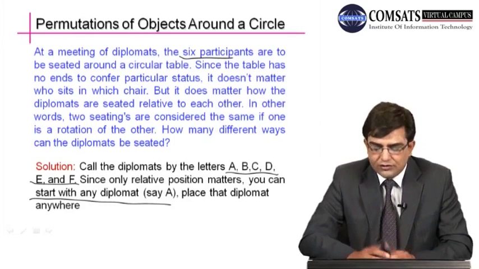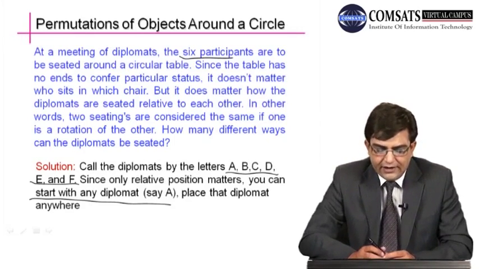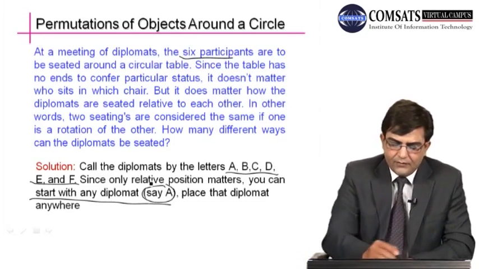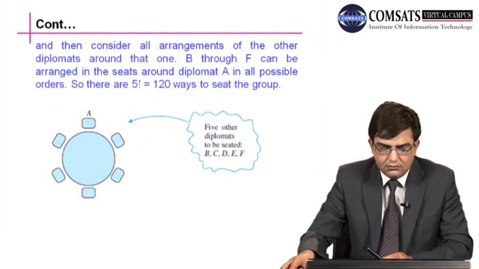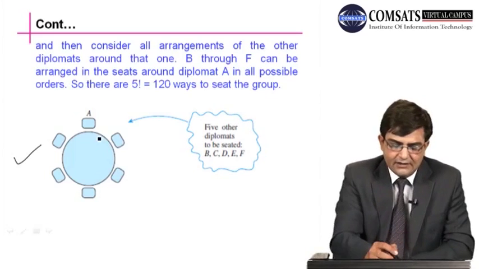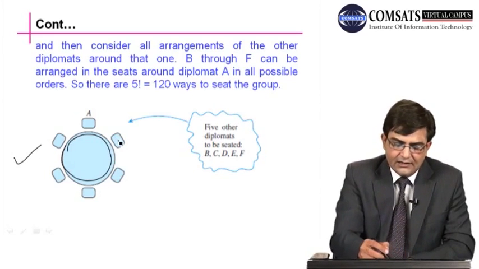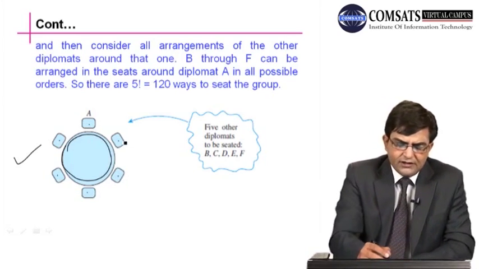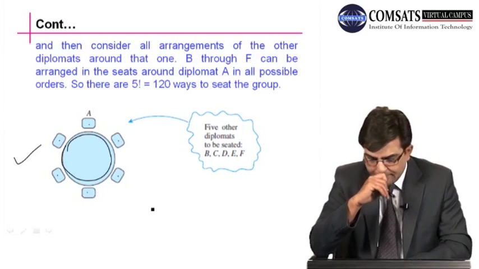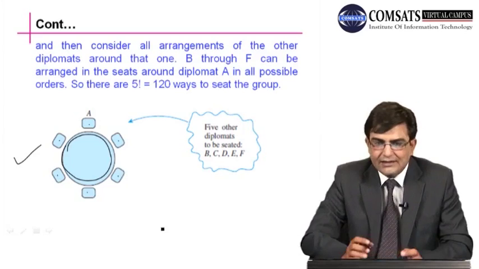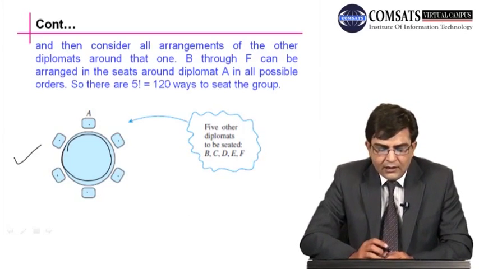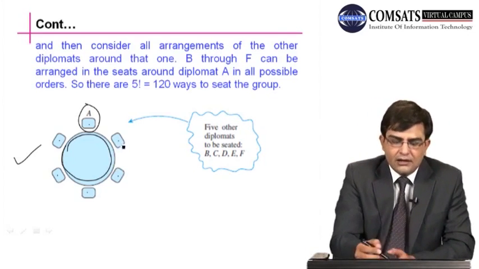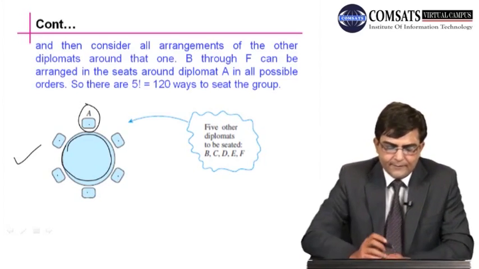So here we suppose that diplomat A is the starting point, and then we place this starting point A anywhere in the circle. That is, if this is a circular table, and these are the seats where these diplomats have to sit, any seat we can mark as diplomat A, whatever their names, we call them A, B, C, D, E, F. Then this is the starting point. Then the remaining diplomats are 1, 2, 3, 4, 5.